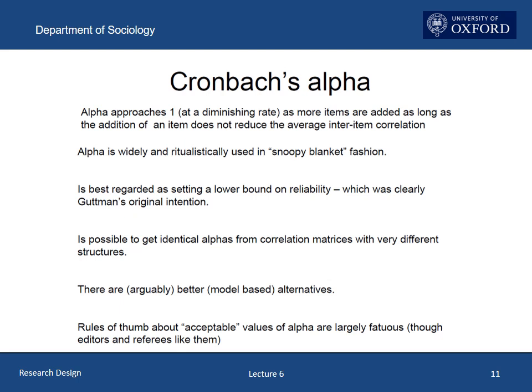One thing that it's important to realise is that it's perfectly possible to get identical alphas from correlation matrices with very different structures, and that alpha will tell you almost nothing about the dimensionality of a set of items. The issue of whether a set of items belongs together needs to be settled before evaluating the reliability of the item set. In short, coefficient alpha can be a useful tool, but it needs to be used with intelligence.